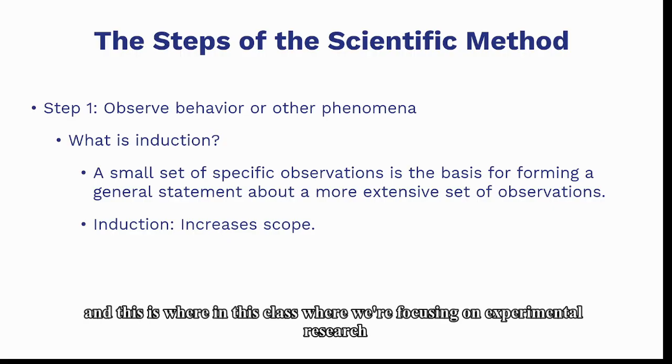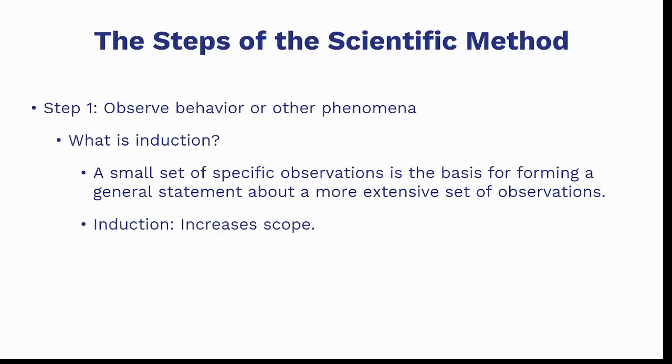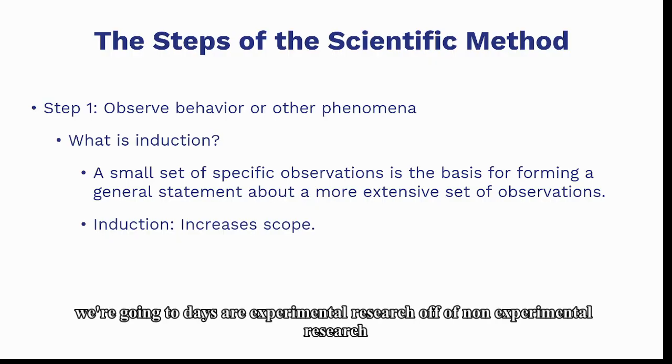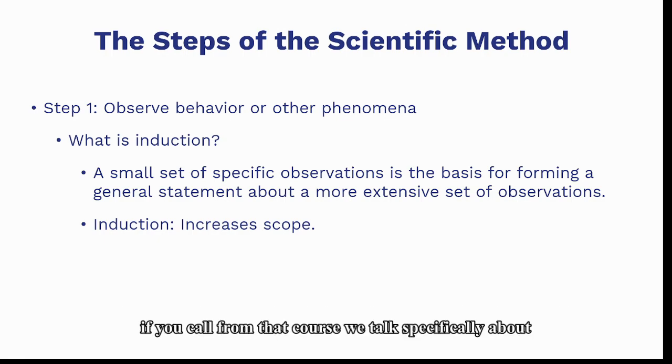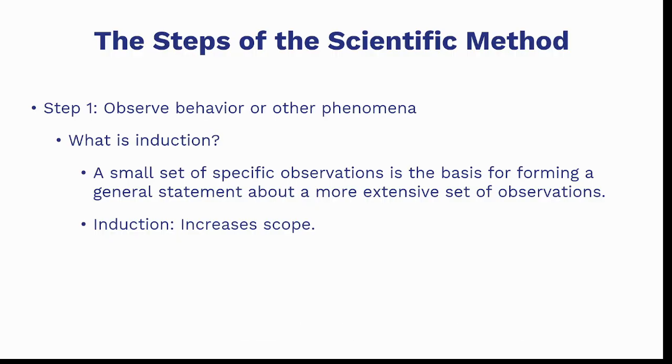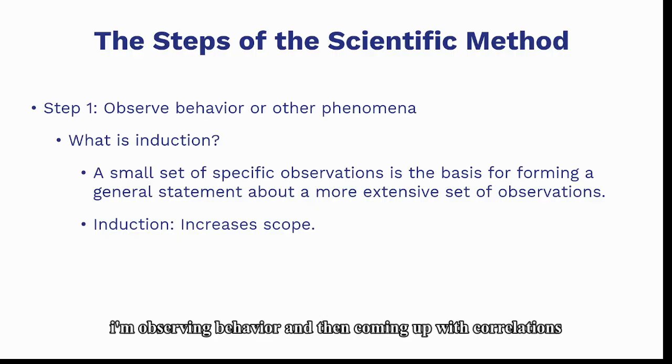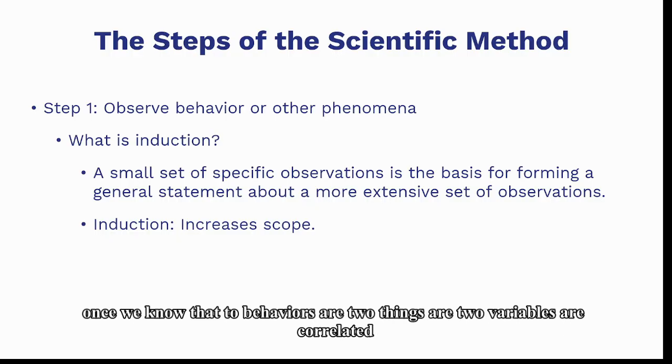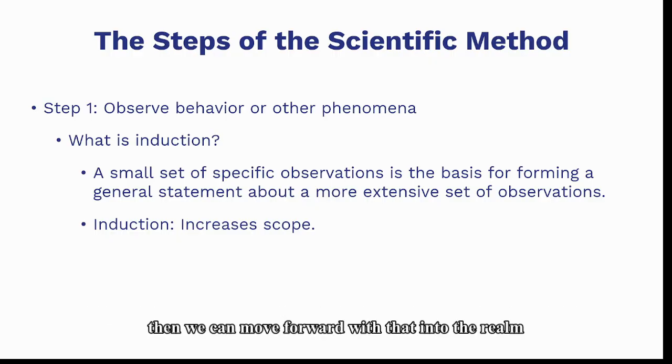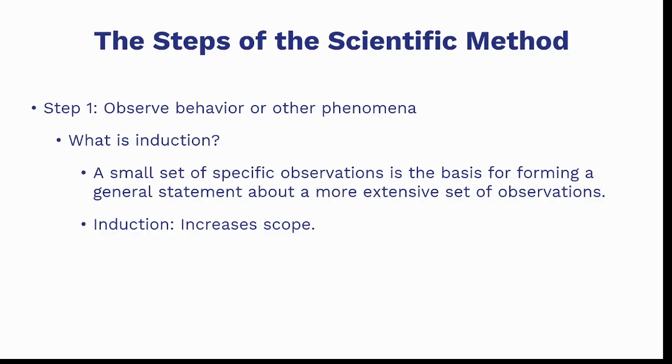And this is where, in this class, where we're focusing on experimental research, we're going to base our experimental research off of non-experimental research. If you recall from that course, we talked specifically about observing behavior and then coming up with correlations. Once we know that two behaviors or two things or two variables are correlated, then we can move forward with that into the realm of experiments.